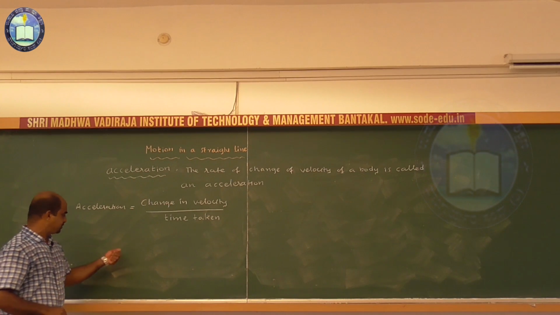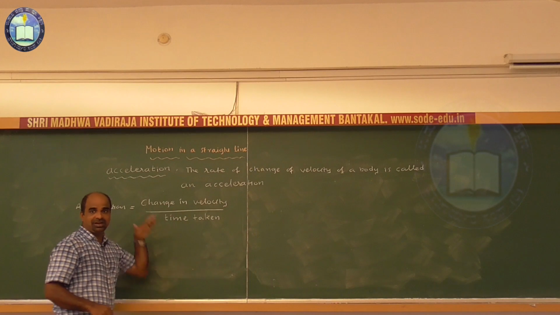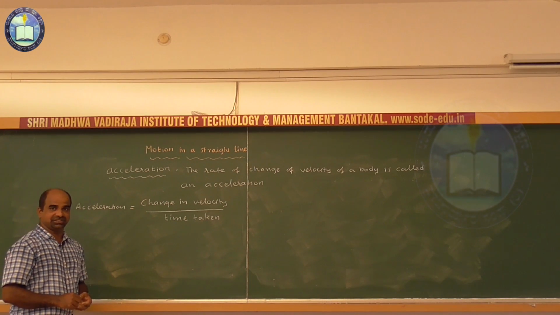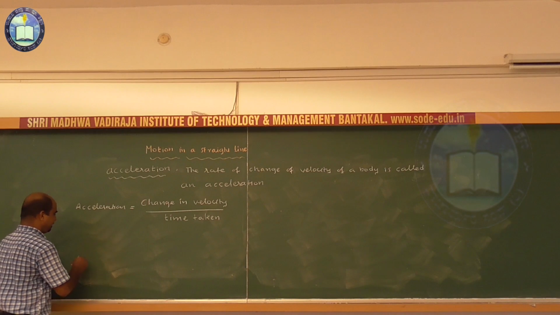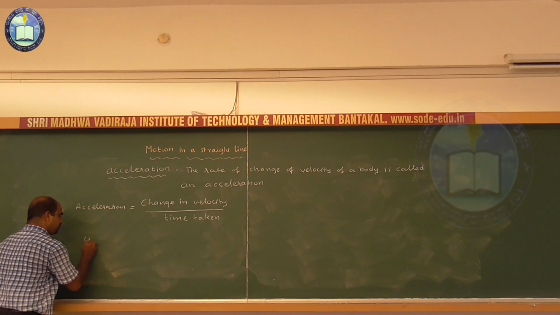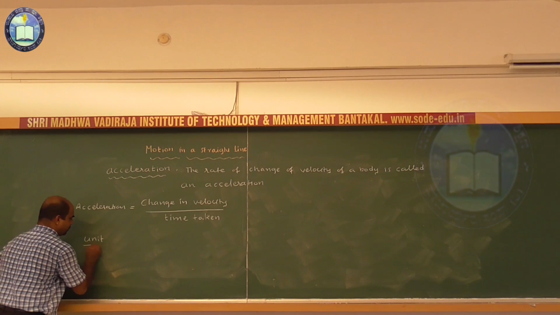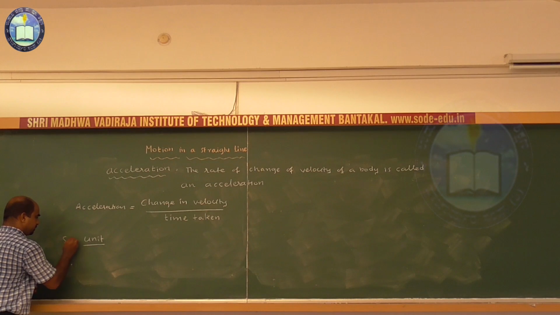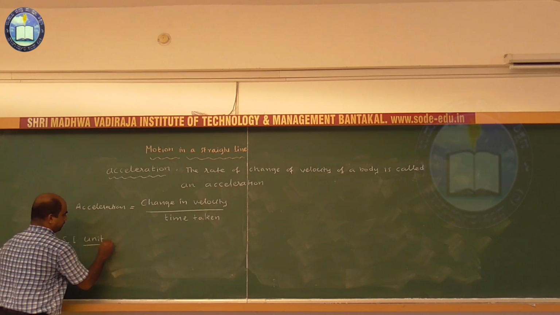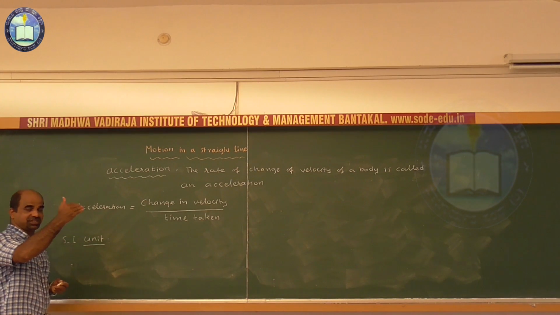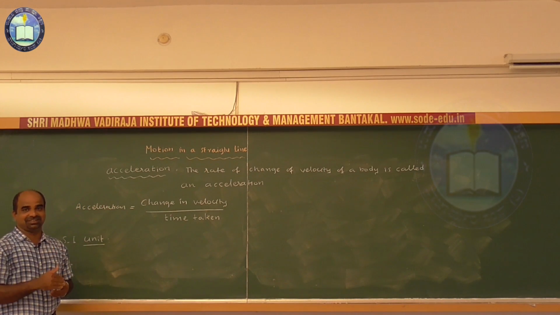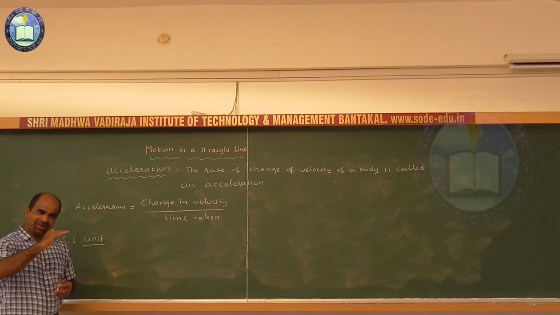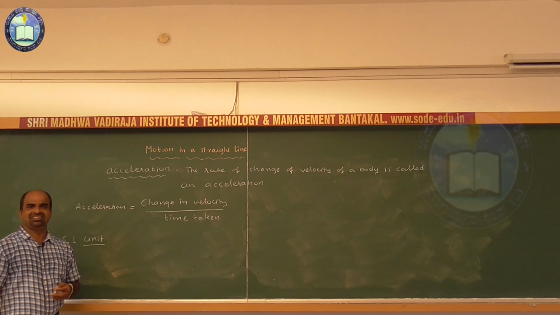That's called acceleration. Change in velocity divided by time. So what is the unit of acceleration in the SI system? SI unit is given by change in velocity. We already studied velocity, meter per second. Change in velocity is also meter per second.